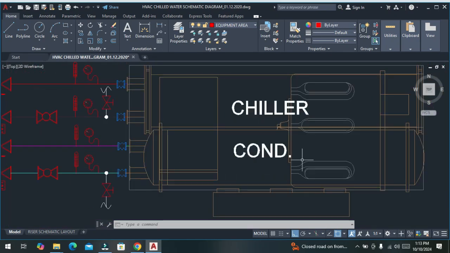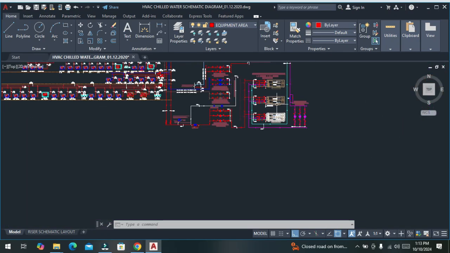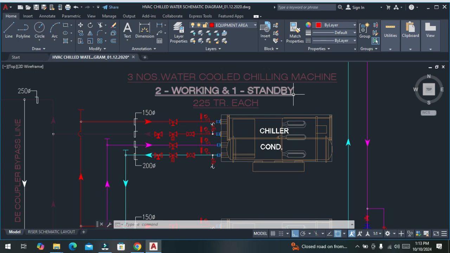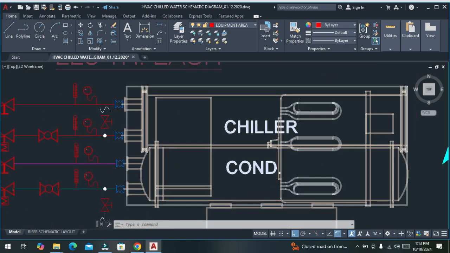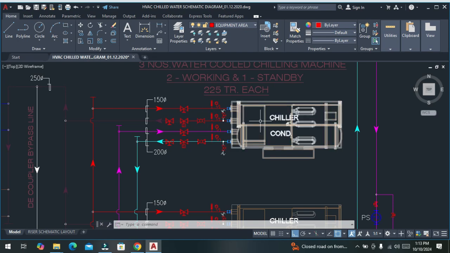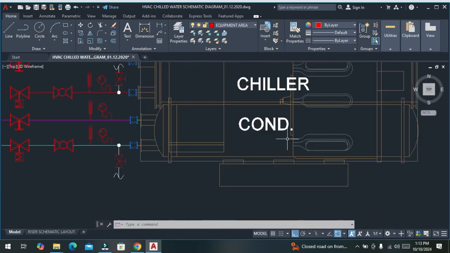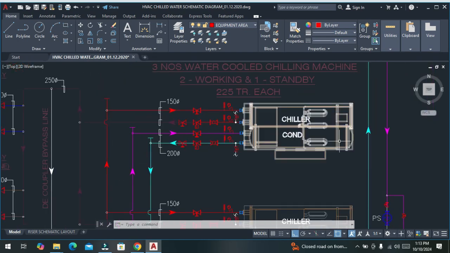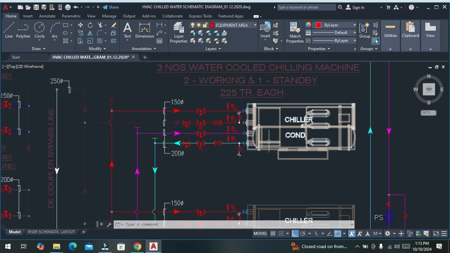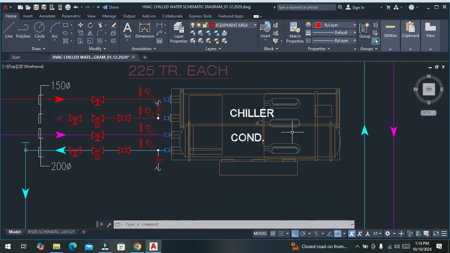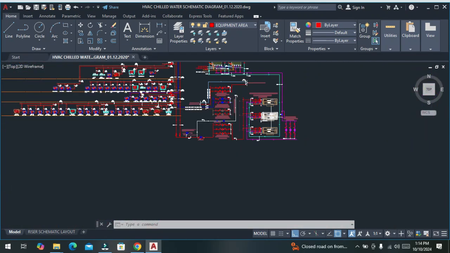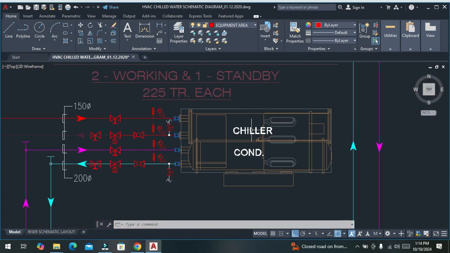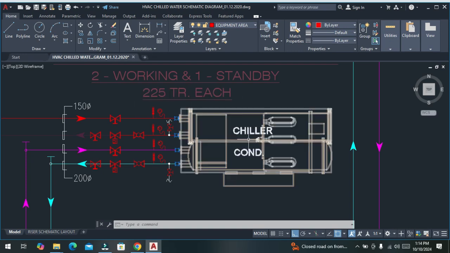Basically, the condenser is a part of the chiller. This is a water cooled chiller. Here we have two major sections: the evaporator, which we already discussed in the previous video, and now the condenser. So what is the use of the condenser? Here we have three chillers, two running and one standby. Its capacity is 225 TR.